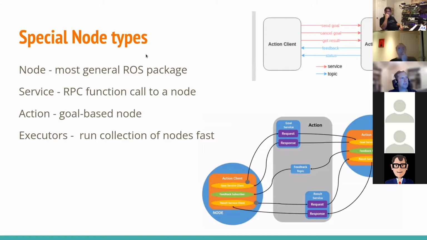Special types of nodes. A node is the most general type of ROS package. The idea is you're publishing information, you're subscribing. A service is an alternate type. It's like an RPC, where you can do a request and then get back information from another node.